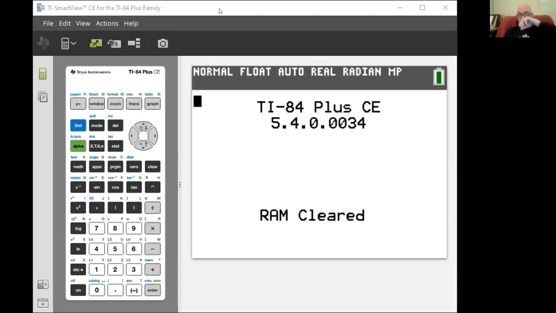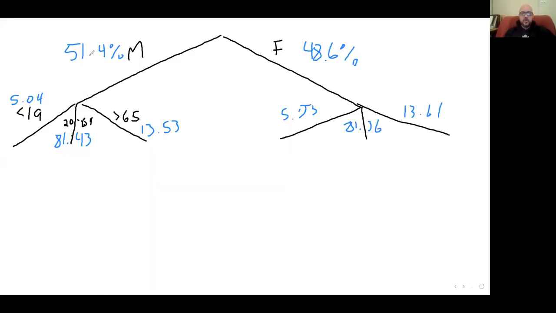Okay, calculator's finally open. We can share it up here. Fantastic. All right, so what we can do is type everything in at once. And honestly, the thing you probably should do is 51.4% times 5.04%, and 51.4% times 81.43%, and 51.4% times 13.53%. But I'm going to show you a trick. You absolutely do not have to do it this way. I just want to show you some cool things your calculator can do, if you want to do a batch process.